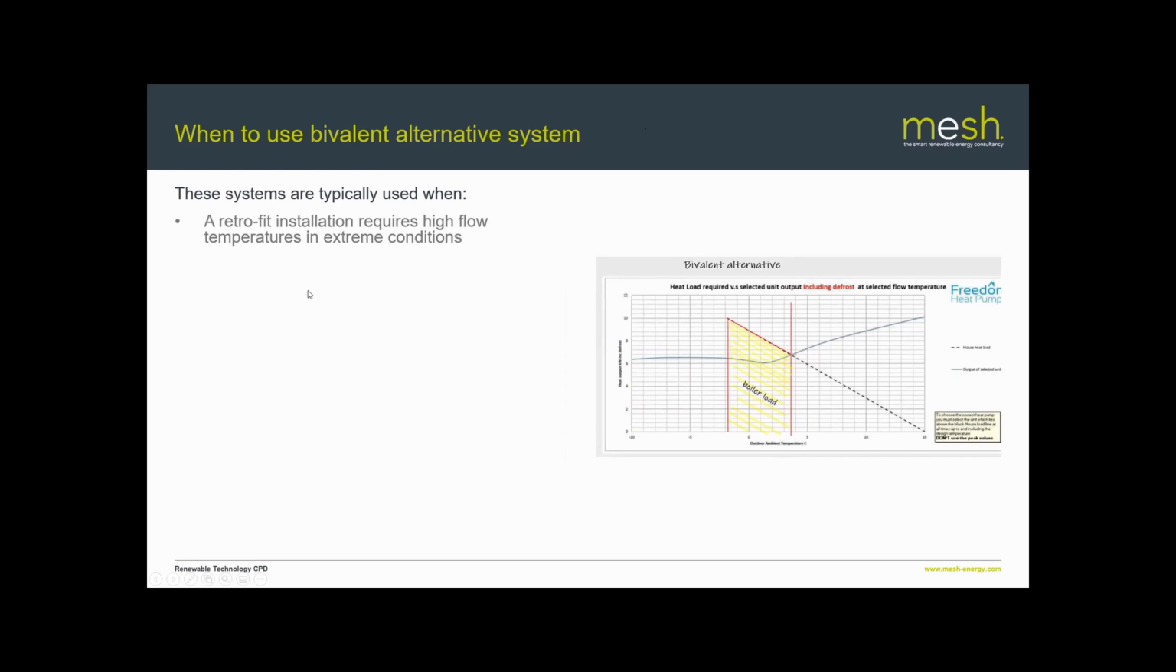So this is typically used where an installation requires high flow temperatures. You may well have picked that bivalent point because you know, from doing some work, that's the point at which the flow temperature from the heat pump will no longer give you enough heat to keep the building warm. So you can move that bivalent point up and down by selecting a different heat pump, because obviously each heat pump will have a different output curve.